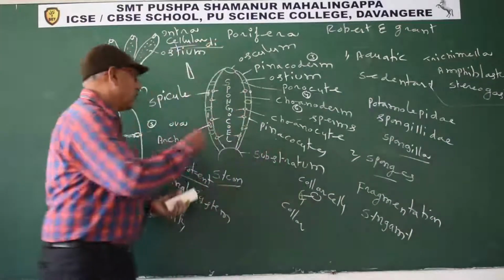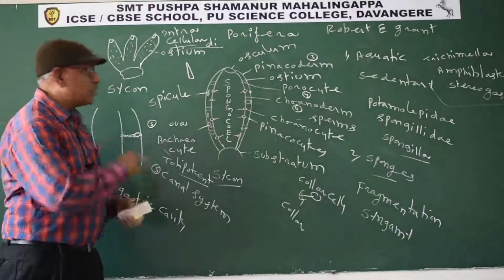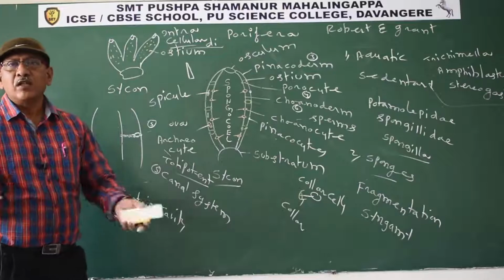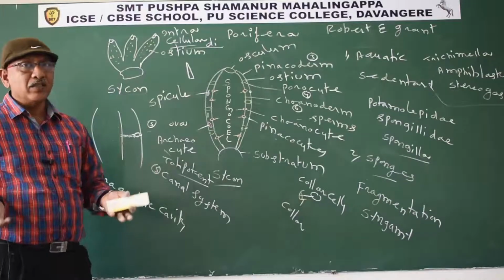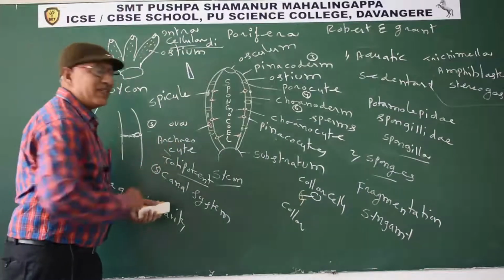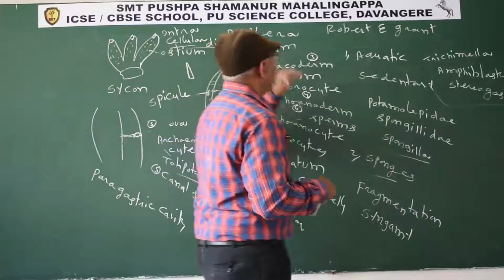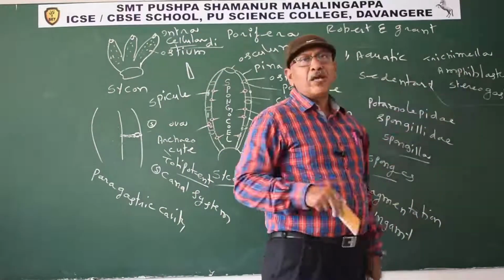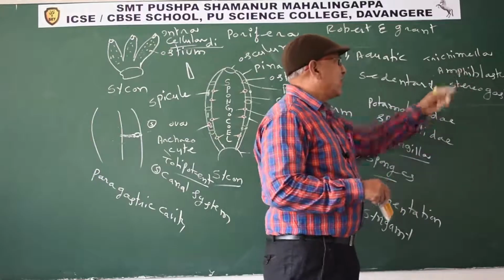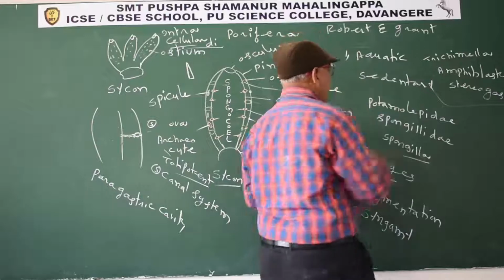Next point, development is indirect. Development indirect means a larval stage is seen. For example, in human beings, there is no larval stage, so development is direct. In the members of phylum Porifera, in some animals Trichimella, in some animals Amphiblastula, in some animals Parenchymula larva is seen.